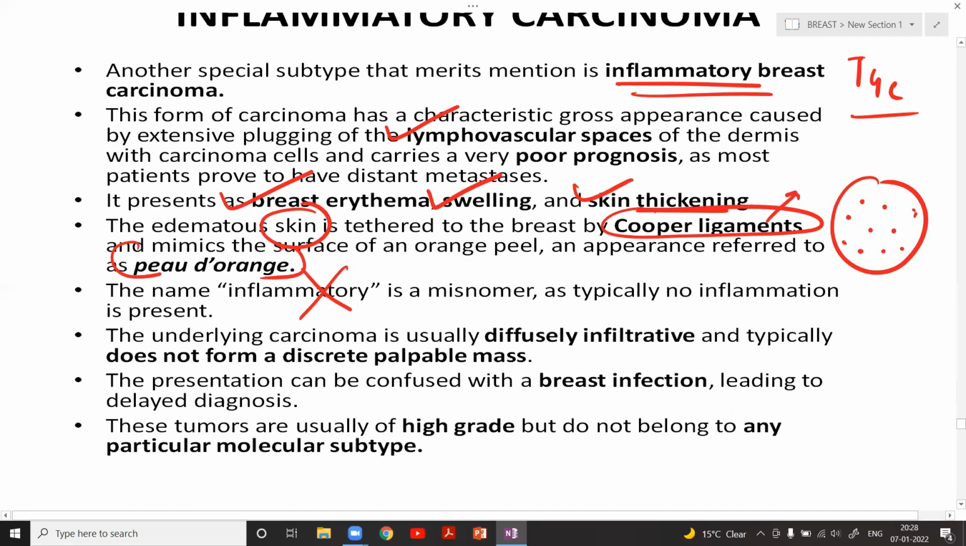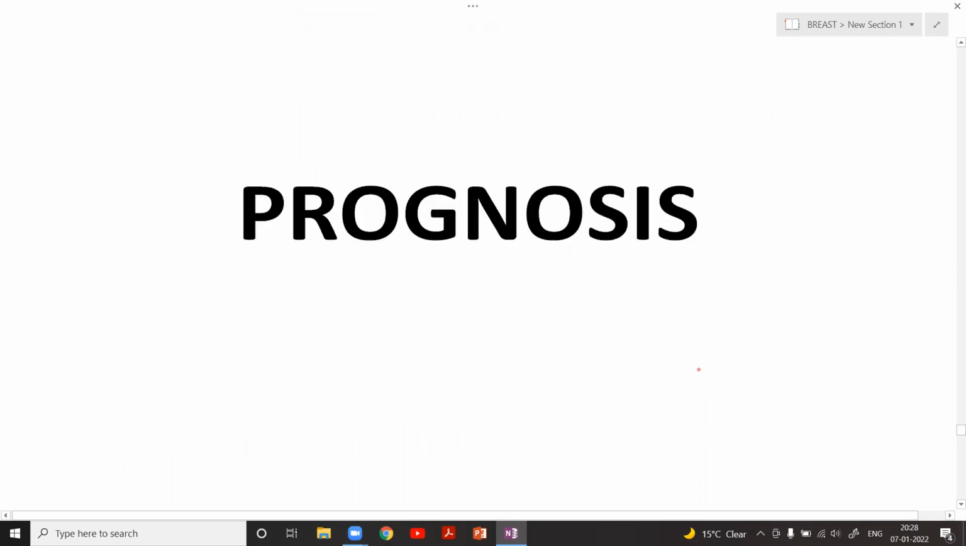It looks like that. Remember that the tumor is diffusely infiltrative. They do not form any discrete palpable mass. Just a hard red skin will be seen, and it might be confused with a breast abscess or an infection. This is a high grade tumor.